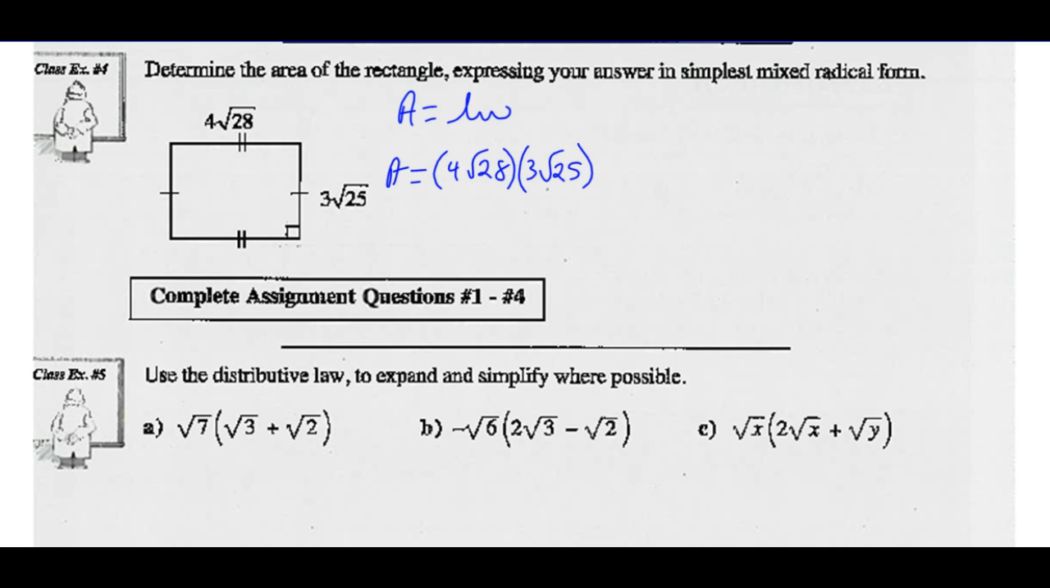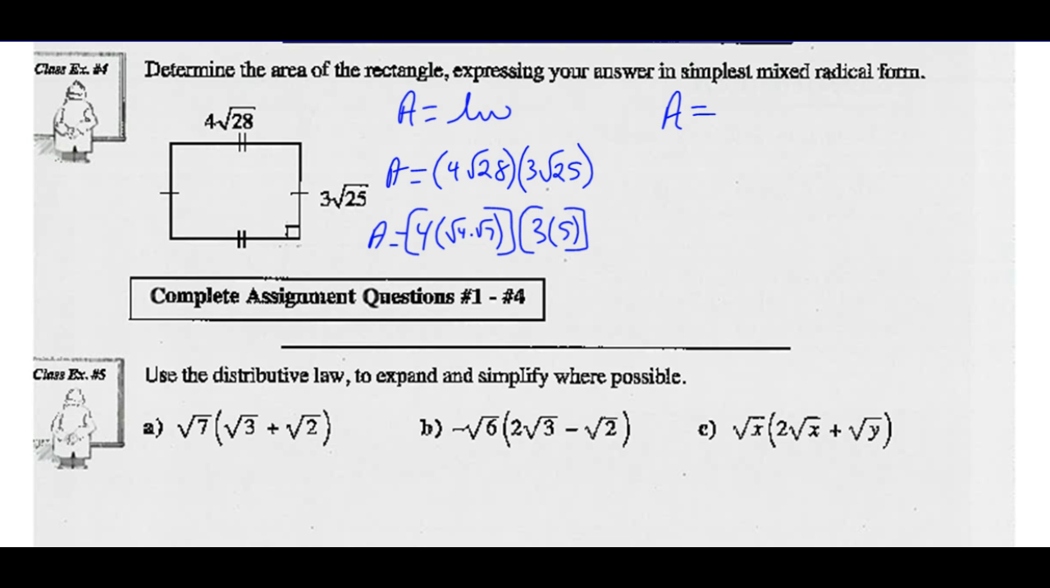Now if I go ahead and multiply these radicals without simplifying, I would go 4 times 3 and root 28 times root 25, and I get some really large numbers. However, if I do it by simplifying first, I could say the area is 4 times radical 28, which can be written as radical 4 times radical 7. And 3 radical 25, well, the square root of 25 is 5, so that's 3 times 5. All right.